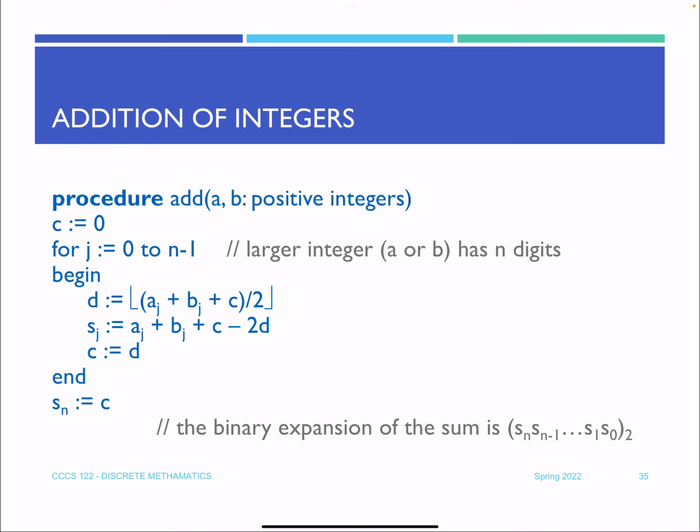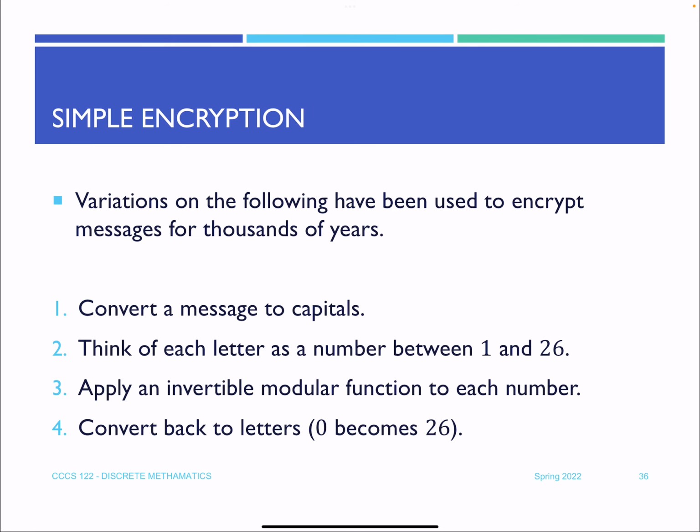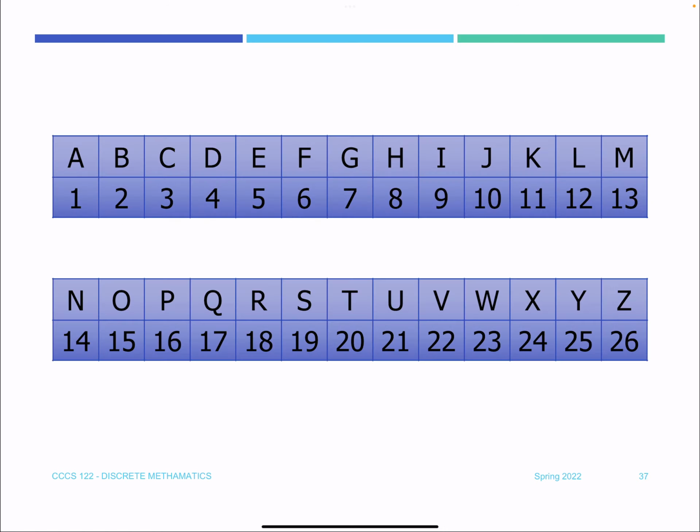Now, all of these operations can be used for simple encryption algorithms, and I'll show you a simple example of that. For this very simplified example, we will assume that the message consists of only capital letters. Think of each letter as a number between 1 and 26, and apply an invertible modular function to each number, so that we can convert back to letters. Basically, I've mapped the letters of the alphabet to the numbers from 1 to 26.